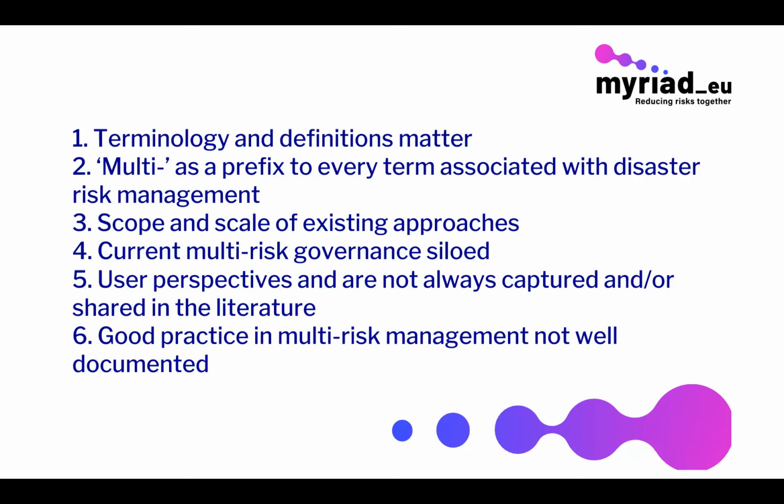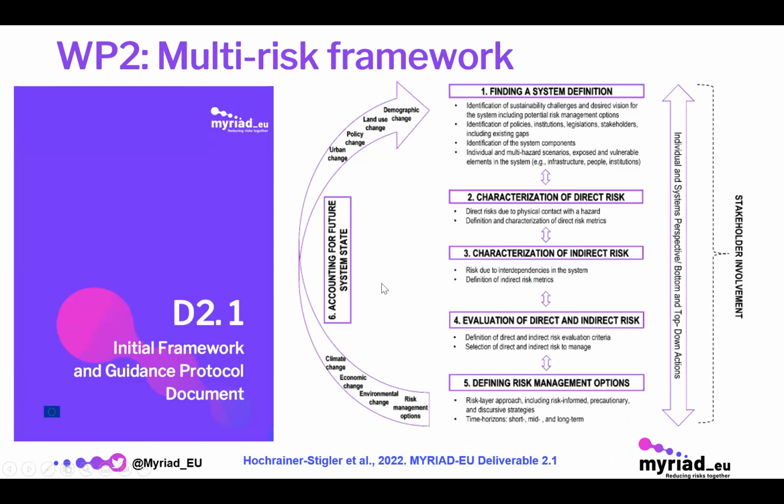We found also that a lot of the user perspectives are not very well captured and or shared in the literature. So a lot of projects work together with stakeholders and practice, but really this co-production process and the outputs are not so well documented, and that links to the other one. That also means that a lot of the good practices which are out there are not well documented, or maybe they are, but only in grey literature, which is rather inaccessible to the wider community. So that's some of the outputs of work package 1.